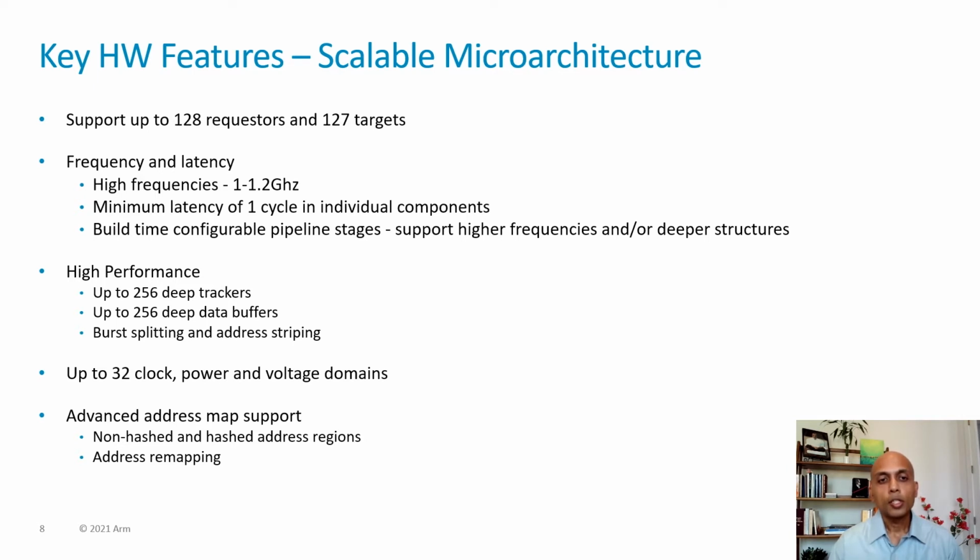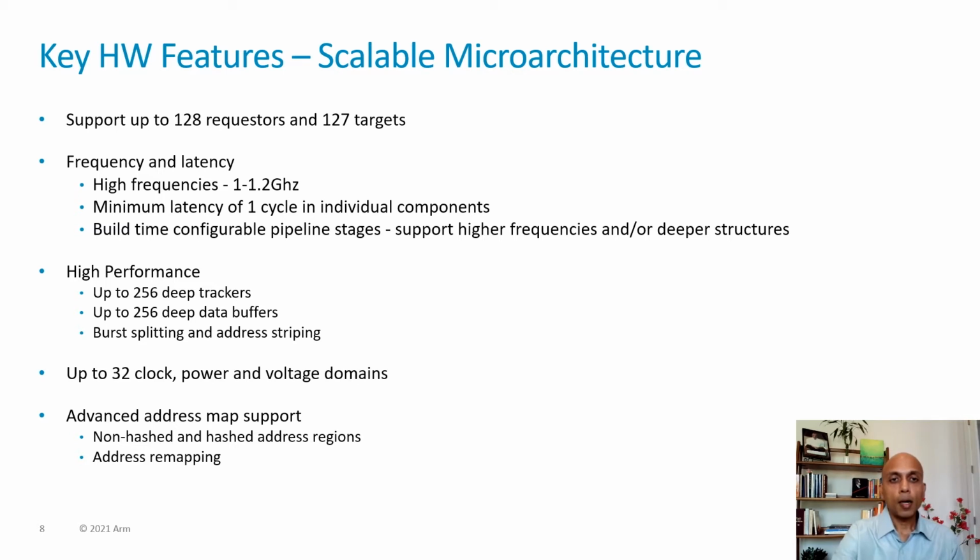To allow achieving high performance, the trackers and data buffers can go up to 256 deep, and NI700 has native support for up to 32 power, clock, and voltage domains. And finally, we have support for advanced address mapping, which supports both non-hashed and hashed address regions. Now, this is just a snapshot of some of the key features that are scalable, that allow a wide range of PPA.